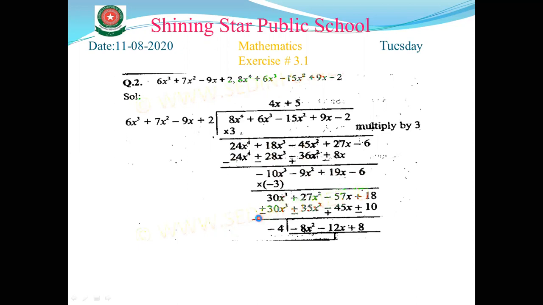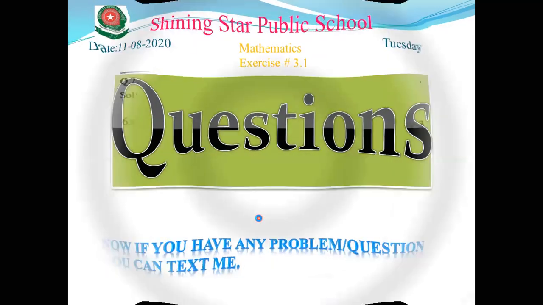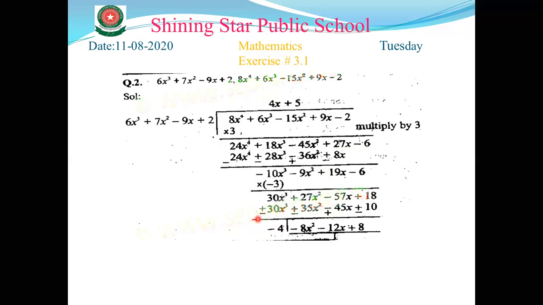Okay. So when we multiply with minus 3, it becomes 30x cube plus 27x square minus 57x plus 18. Now we multiply with 5. So we will get minus 30x cube minus 35x square minus 45x plus 10. Now when we subtract it, we will get minus 8x square minus 12x plus 8. Now we will take the minus 4 common.